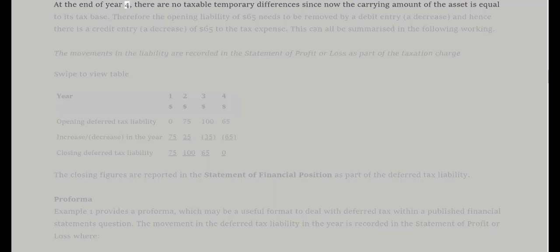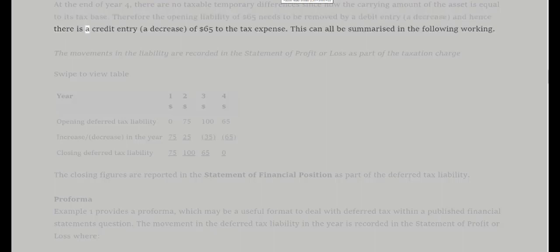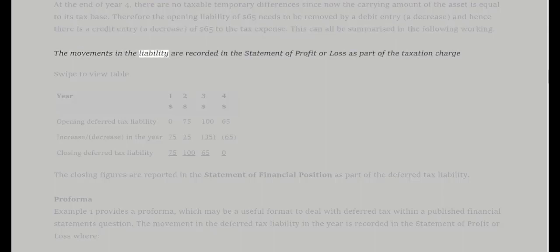At the end of year 4, there are no taxable temporary differences since now the carrying amount of the asset is equal to its tax base. Therefore the opening liability of $65 needs to be removed by a debit entry, a decrease, and hence there is a credit entry, a decrease, of $65 to the tax expense. This can all be summarized in the following working. The movements in the liability are recorded in the statement of profit or loss as part of the taxation charge.